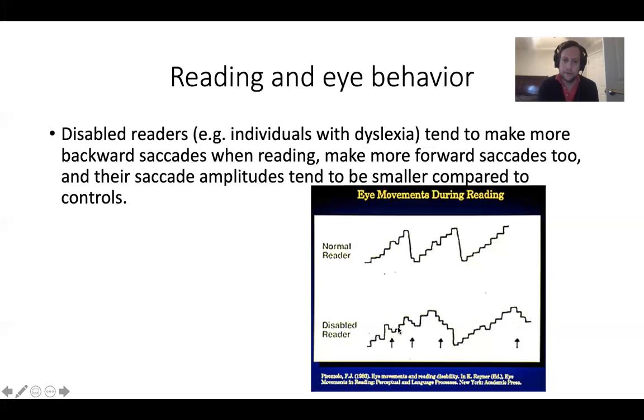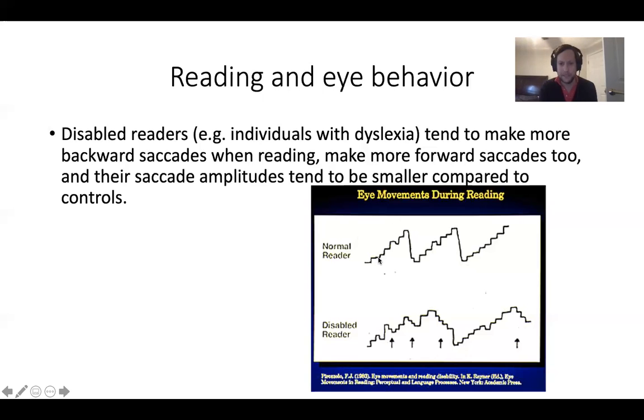So those are those backward saccades, or sometimes they're called regressive saccades, which seem to reflect having to read the word again. So that's not a surprising thing. If you're not good at reading, it makes sense that you'll have to engage eye behaviors which allow you to try and reread the word. And that's what backward saccades are. They also make more forward saccades as well.